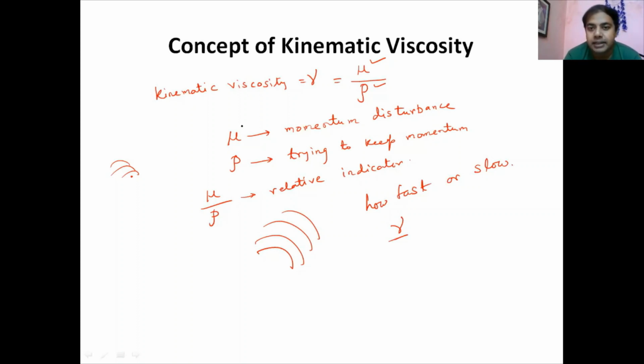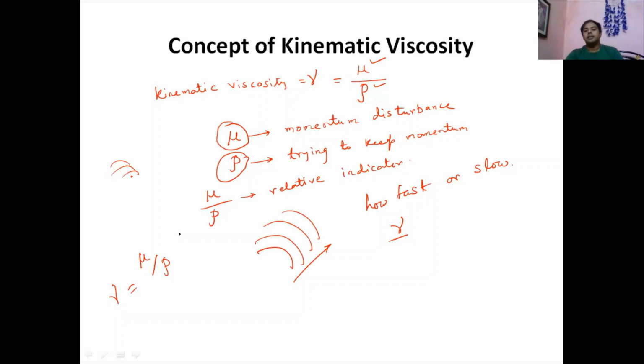The momentum disturbance is conveyed by the dynamic viscosity, whereas density is keeping the momentum. So kinematic viscosity is a relative indicator of the fluid property, to convey or diffuse the momentum disturbance with respect to maintaining the momentum. This concept is coming. How fast or how slow it is conveying the momentum disturbance. Definitely viscosity mu is conveying the momentum disturbance. But how fast? That can be determined by mu by rho, or nu.